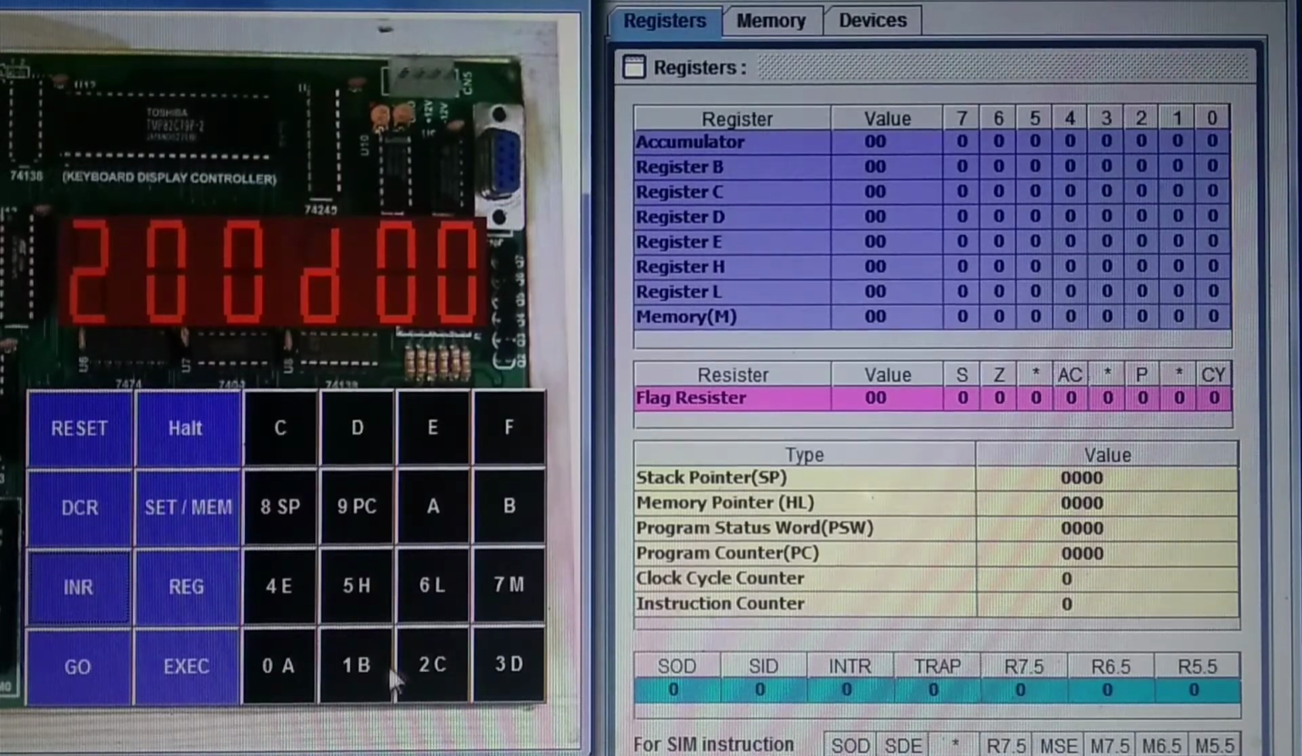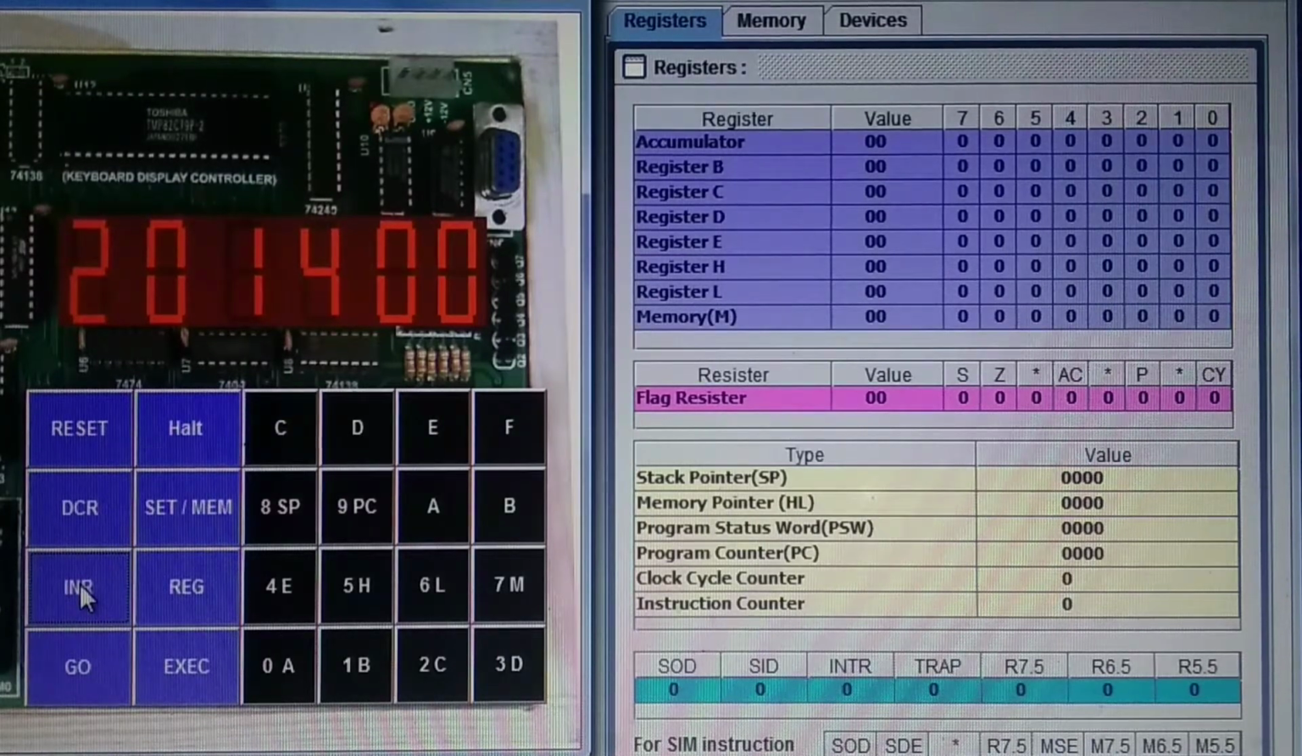Next 23, next 13, next 05, next C2, next 08, next 20, next 76, end of the program.